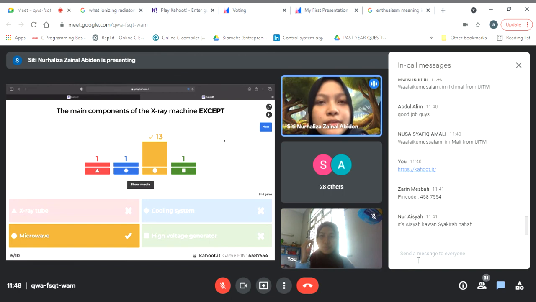Yes, correct. Microwave is not the main component of X-ray. Microwave is usually what we use to heat up our food, so it is not included as a main component of the X-ray machine. So the main components are the X-ray tube, cooling system, and also the high voltage generator.